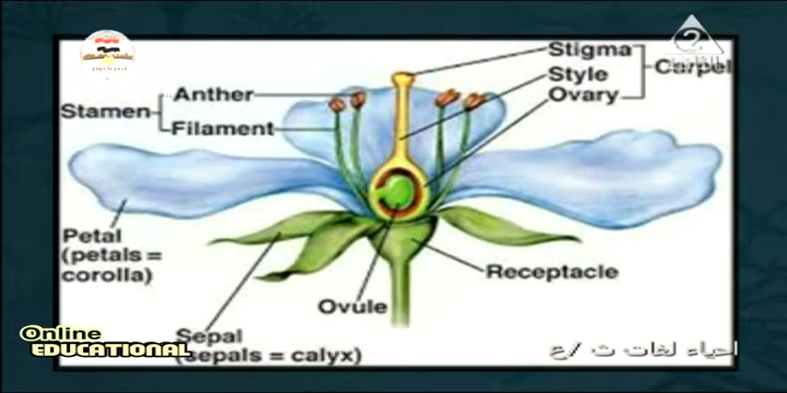A typical flower consists of the green part named the calyx and the colored part named the corolla. Okay? The leaflet of the calyx is known as the sepal. The leaflet of the corolla is known as the petal. Then, what is the female organ? The female organ is named the carpel. The carpel consists of stigma, style, and ovary. What is the male organ? The male organ is named the stamen. The stamen consists of anthers and filament.